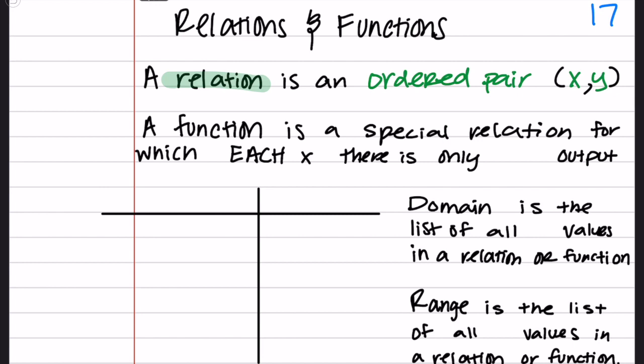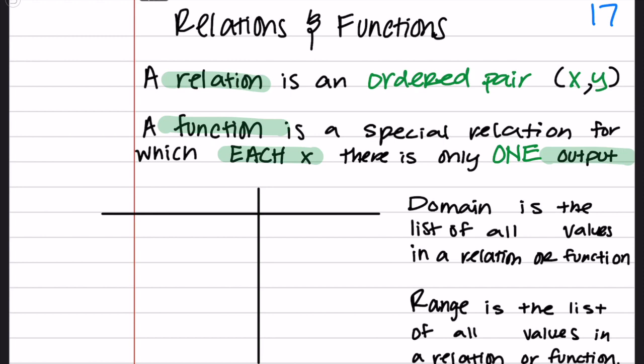This is something you might remember from 8th grade. And now a function is a special relation for which each x, there's only one output. Pretty much, your x's can't repeat, and they shouldn't repeat, just like in real life. Now, output, that's just one of the other ways we can say y, by the way, your y values.